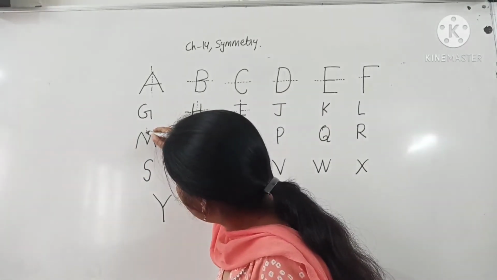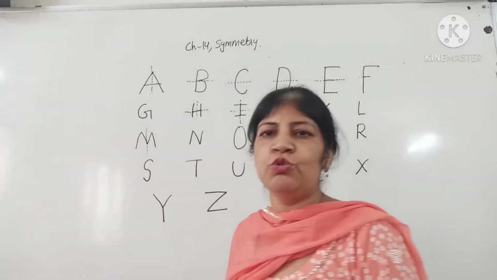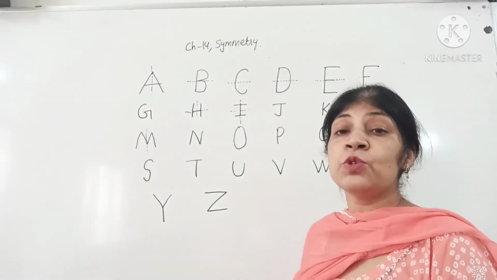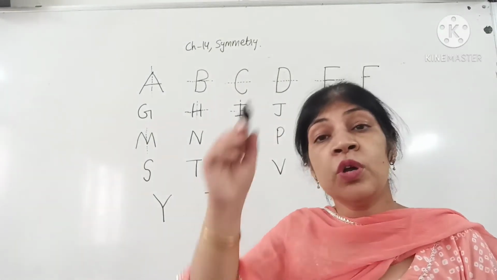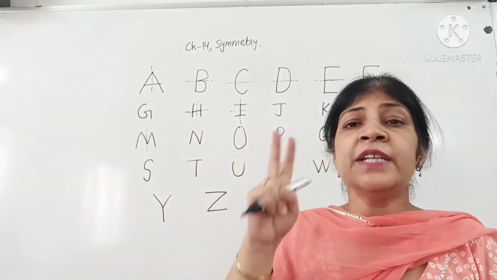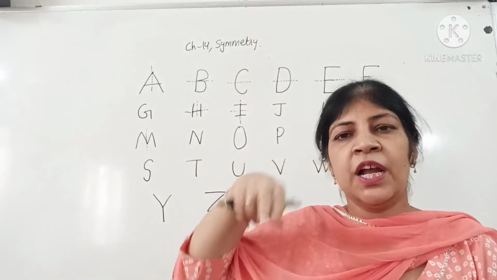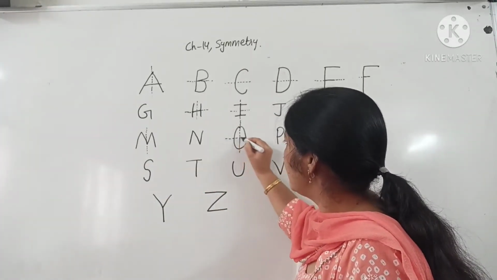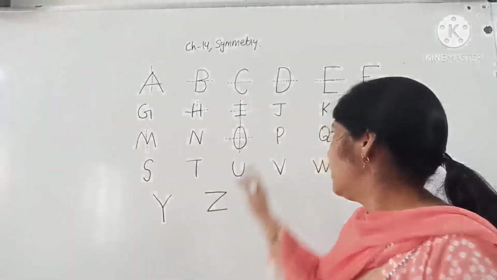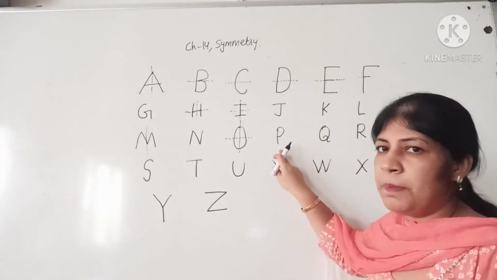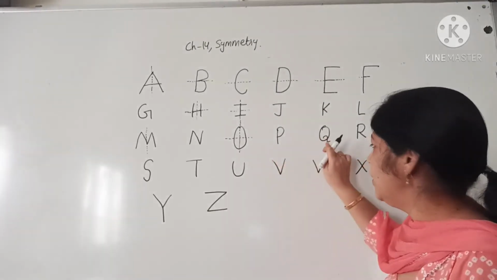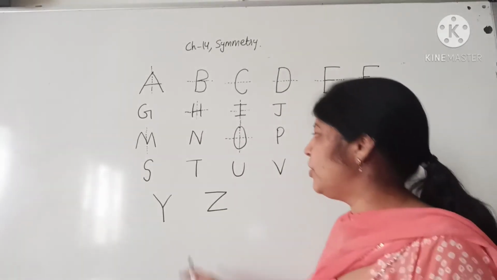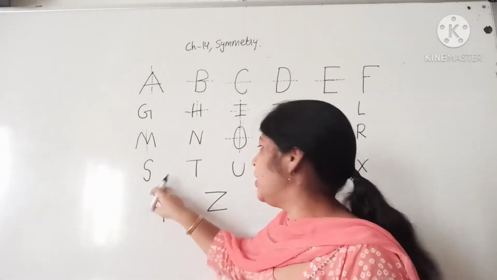M, you can divide this figure vertically into two equal parts. N has no line of symmetry. Now O, some students think it is a circle. No, O is in oval shape. So it has two lines of symmetry, vertical and horizontal. This is vertical and this one is horizontal. Now P. P has no line of symmetry. Q has no line of symmetry. R also has no line of symmetry. Even S has no line of symmetry.